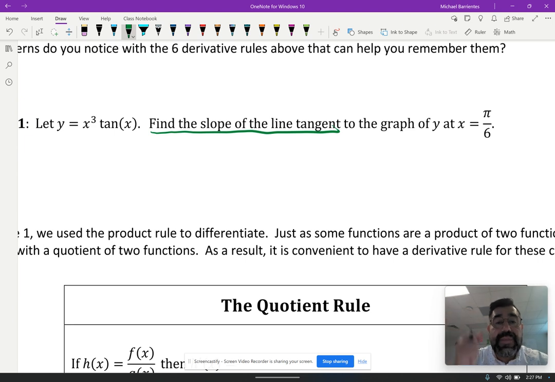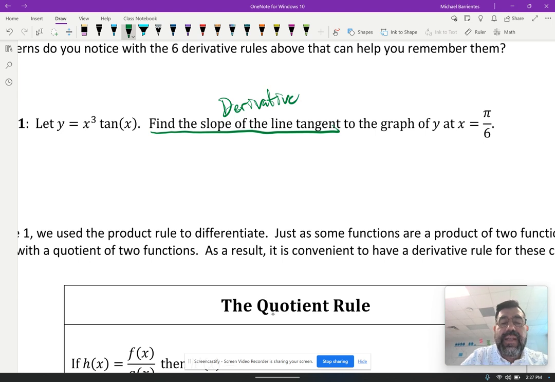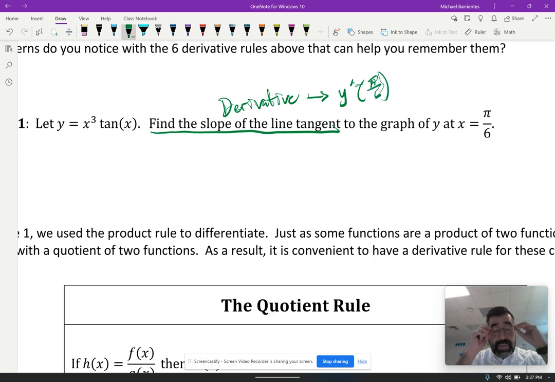This should be something you spit out right away and say, oh, we're looking for the derivative. And the derivative can have different symbols, but I'm going to use the prime notation. We're looking for y prime, and we're looking at y prime at pi over 6. So our goal is to find the derivative of y and then substitute pi over 6, and that's going to get us the slope of the tangent line.